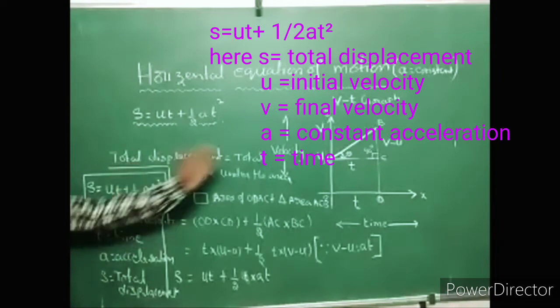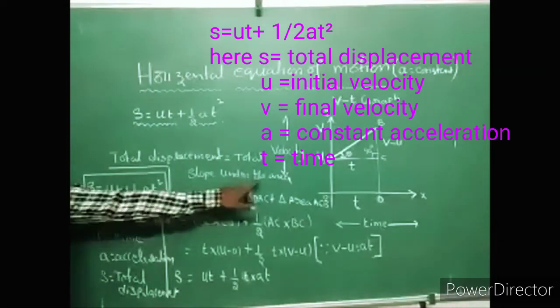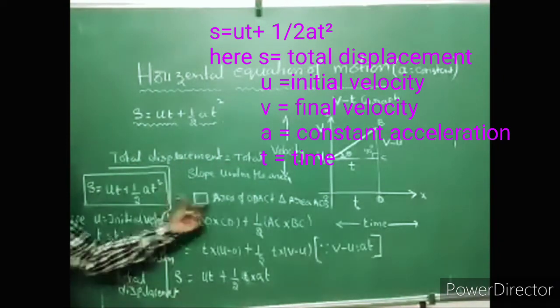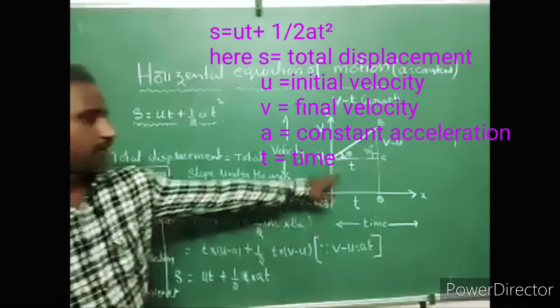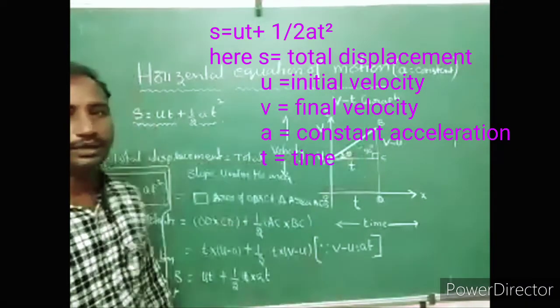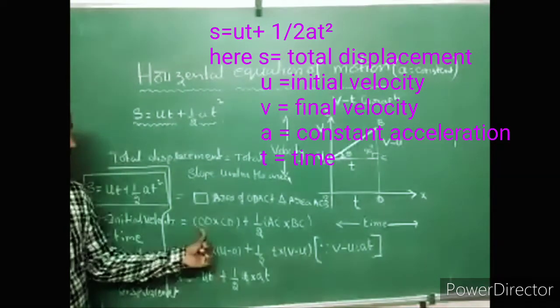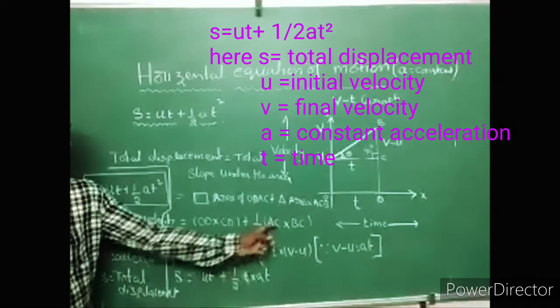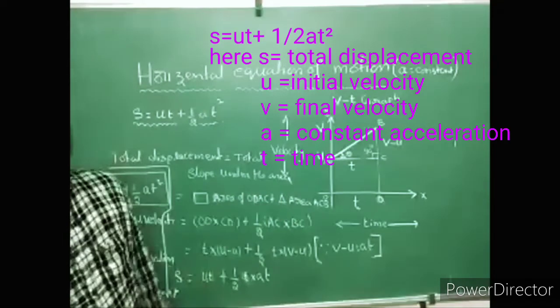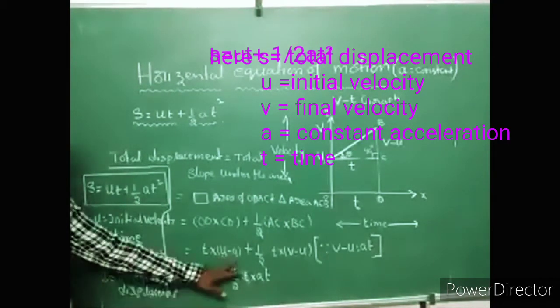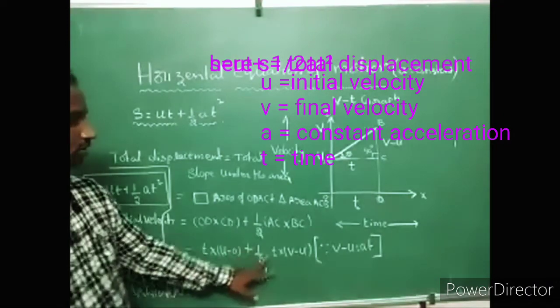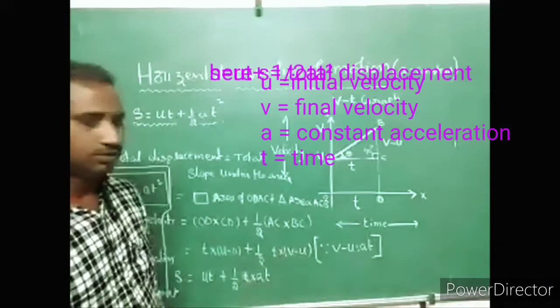Just observe here, total displacement equals the total area under the graph, which is equal to the area of the rectangle plus the area of a triangle. Area of rectangle OD into CD plus half into AC into DC. That is, T into (U minus 0) plus half into T into (V minus U).